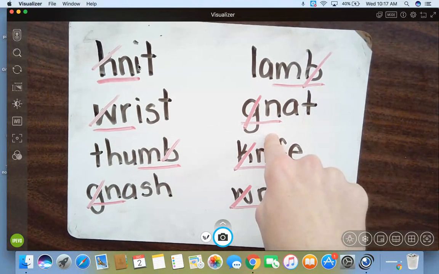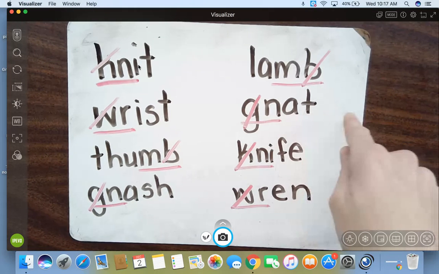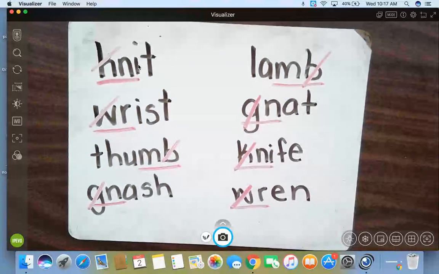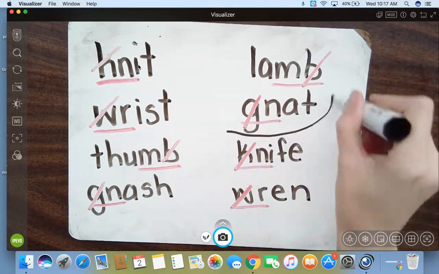How about this one? Gnat. What's a gnat? Do you know what a gnat is? A gnat's those little tiny bugs that like to get around fruit when it starts going bad. Especially if you have bananas that are starting to turn brown, you start seeing all those little tiny bugs flying around. So gnat is what we're looking for. Okay, we found it. We're going to circle it. Gnat means little tiny bug.